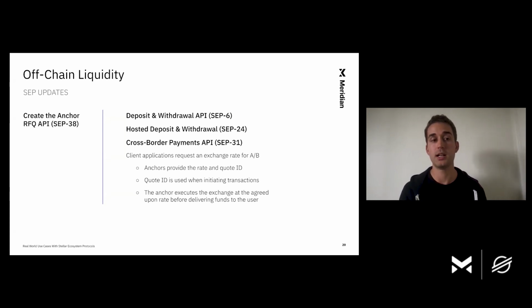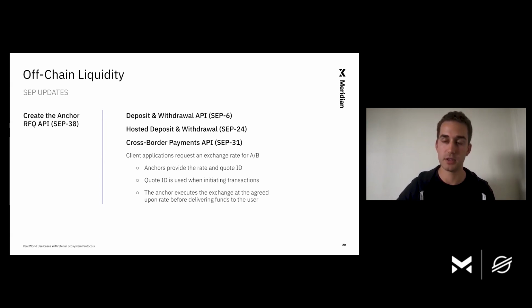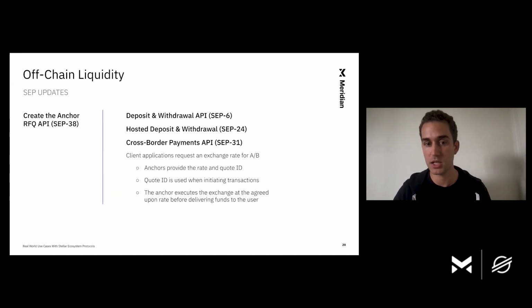So finally, what are the changes that we actually made to make this happen? Well, what we did is we created a new SEP, an Anchor RFQ API we call SEP 38. And this allowed anchors who were receiving payments on behalf of senders to provide fixed and indicative exchange rates. So they could provide a price feed of estimates, but they could also provide firm exchange rates that they were going to hold to if the quote ID they were given was used within an appropriate amount of time. And once we created this standard specification, we integrated it into the other standards that facilitate transactions, such as our deposit and withdrawal and cross-border payments APIs.